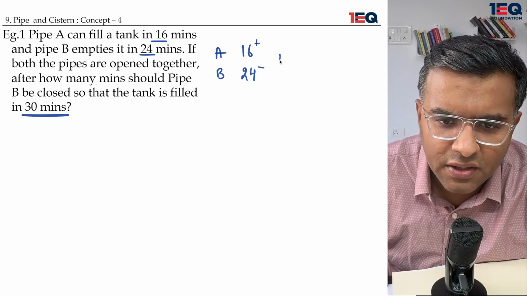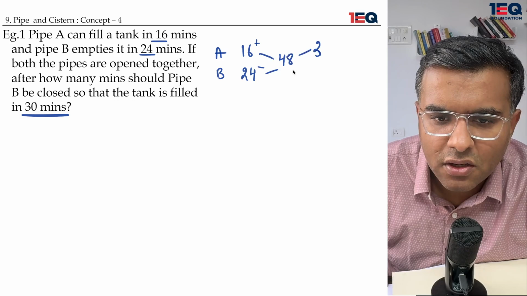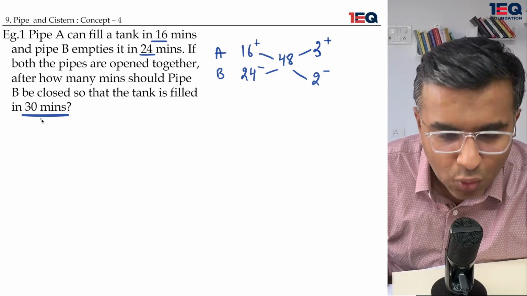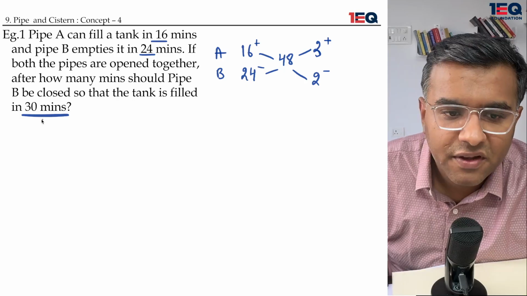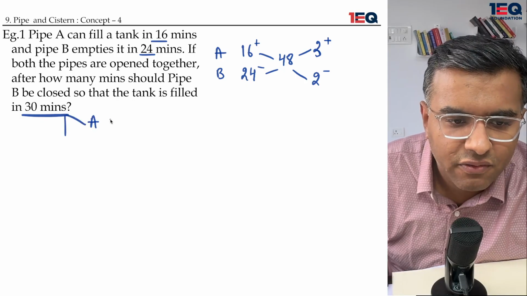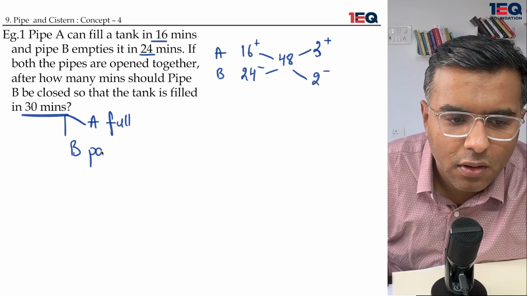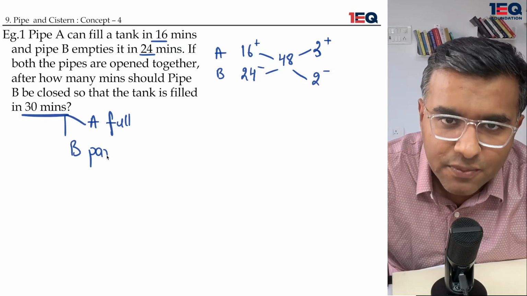16 and 24: 16 times 3 is 48, so 48 would be the LCM. Total work is 48. 3 units of work are done by A and 2 units of work are being destroyed by B. If 30 minutes is the total time, that means A was working full and B was working part, because B is supposed to be closed somewhere in the middle.